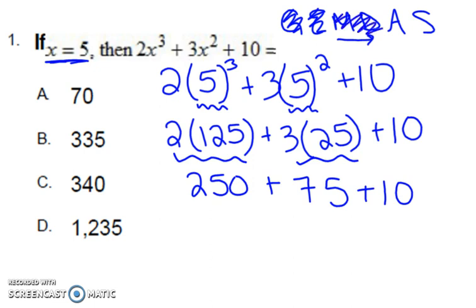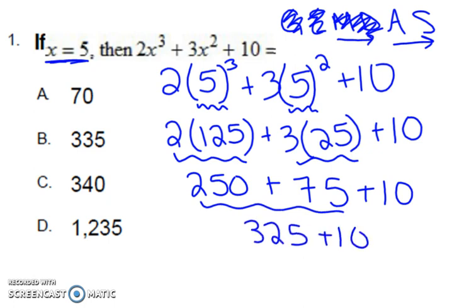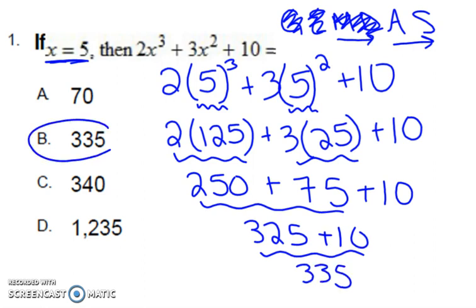I've now finished those steps, so now we need to add and subtract. And again, we're going to go from left to right. So 250 plus 75 is 325, plus 10, and 325 plus 10 is 335.